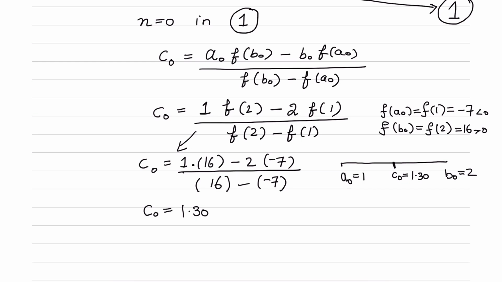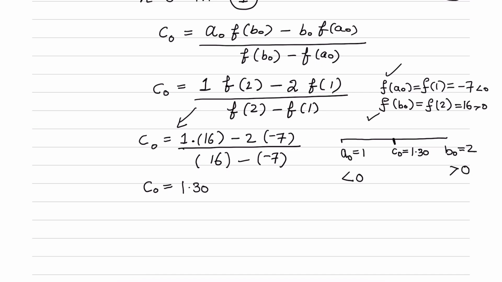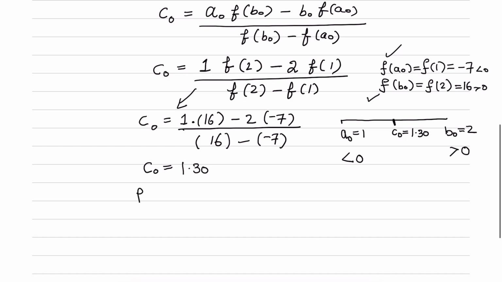Please have a look that at A naught the value of the function is negative. That is why we are putting here a negative sign. At B naught the value of the function f of B naught is 16, which is positive, so we are putting here the sign as positive. Now we have found C naught somewhere in between A naught and B naught, and then we are going to plug this C naught in the function and we will find its value.